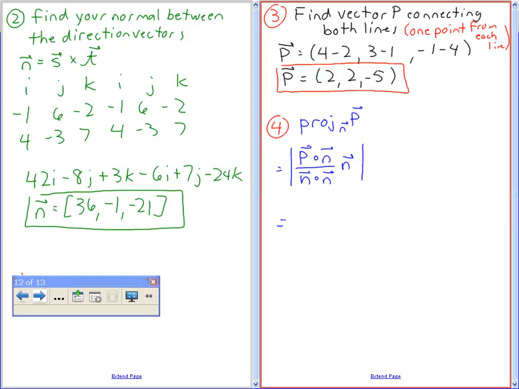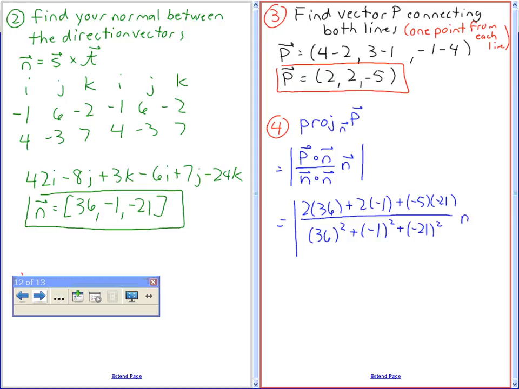Okay, P dot N is going to be, one more time here, 2 times 36, plus 2 times negative 1, plus negative 5 times negative 21, all over 4. Okay with that? I hope. That is actually going to be an actual vector, a Cartesian vector. So I will eventually find it out.